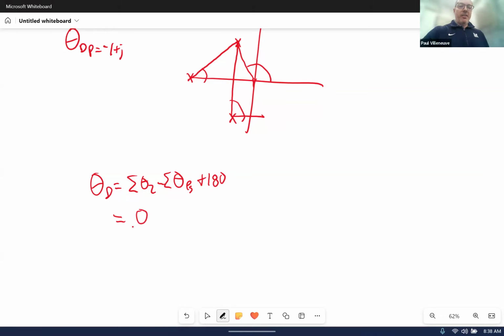Now I'm going to go ahead and take care of this one. So that's minus 90. Pretty easy, right? Then I'm going to go ahead and calculate this angle. How do I calculate that angle? Can anybody give me the rise over the run? Remember, this is at -1 plus j. What's this point right here?